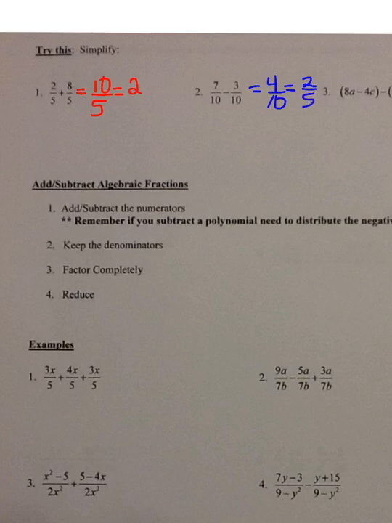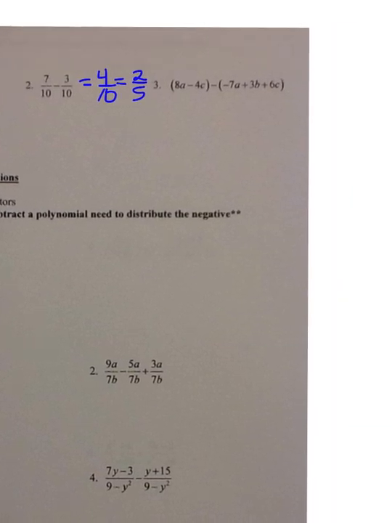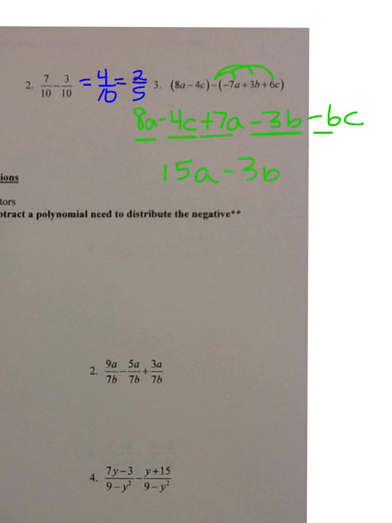Okay, so let's take a look at number 3. So this is just subtracting polynomials. So remember, when you subtract polynomials, you have to remember to distribute that negative. So I have 8a minus 4c plus 7a minus 3b minus 6c. So combine like terms. So 8a plus 7a is 15a. I have minus 3b, no other b. And then minus 4c minus 6c is negative 10c.